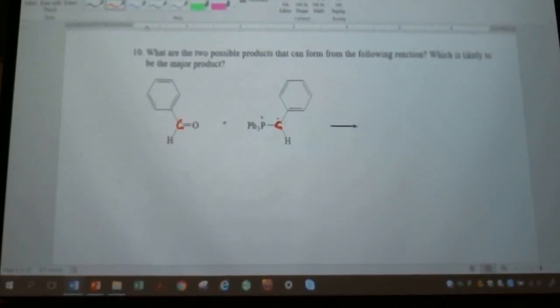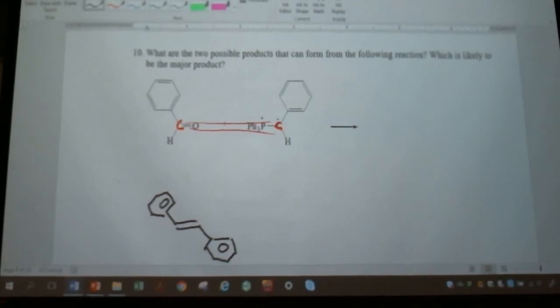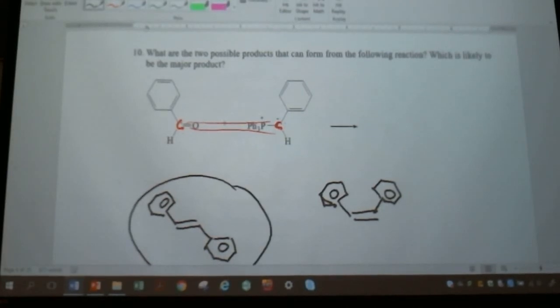What are the two products that form? And the two products that form are cis and trans. Right, we're going to form a double bond here, but you could end up with your two benzene rings like that, or your two benzene rings like that. And needless to say, this is going to be more stable, putting those two large groups as far away from each other as possible.